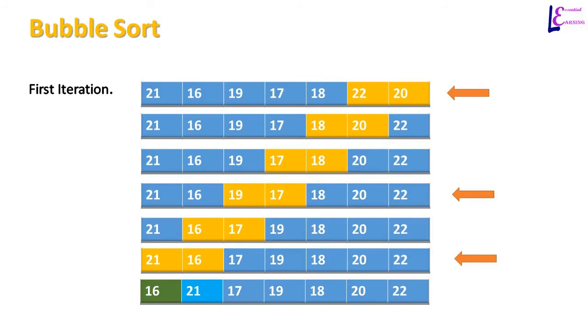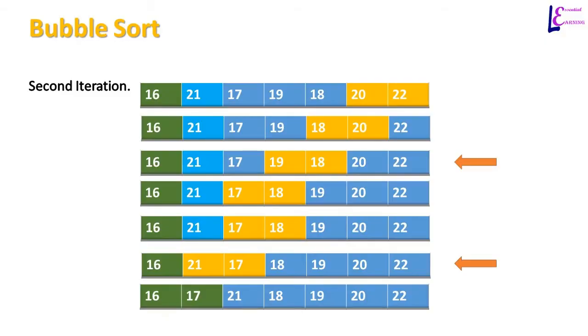And at last 16 and 21 are compared and the two elements are swapped since 16 is smaller than 21, and now 16 is in the sorted portion of the list after the first iteration, and this is the smallest element in the list. In the same way, the second iteration puts 17 in the sorted portion of the list. You can perform the third, fourth, fifth and sixth iterations yourself to sort this list.